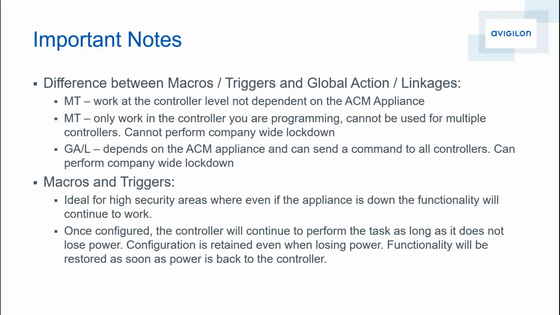So macros and triggers are ideal for high security areas where even if the appliance is down, the functionality will continue to work. So if you lose network connectivity between the controller and the appliance, macros and triggers are ideal in that situation where even that communication is lost, you can continue to operate, you can continue to have that type of functionality locally at that particular controller. Once it's configured, that controller will store that task, will store that configuration. And even if that controller loses power, when power is restored to the controller, that functionality remains on the controller and will execute again as soon as the power is restored to that controller.